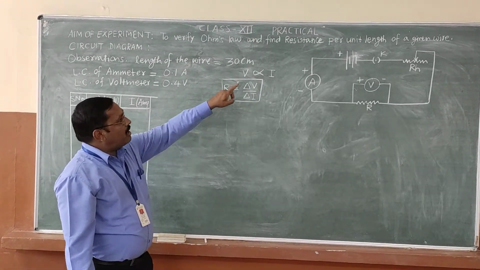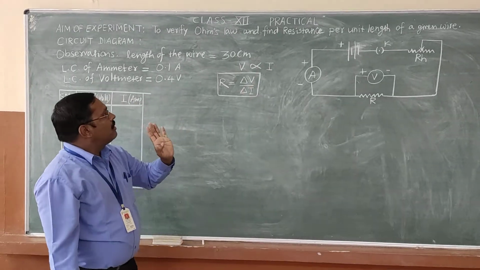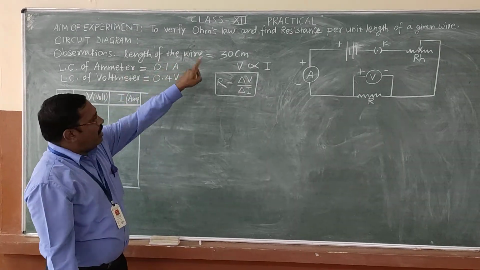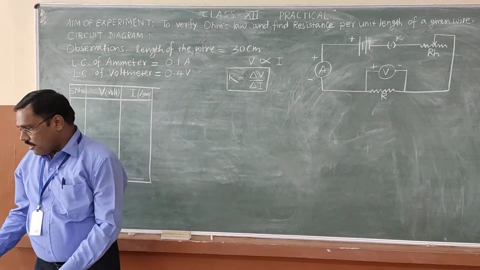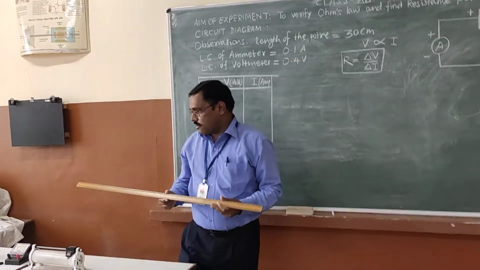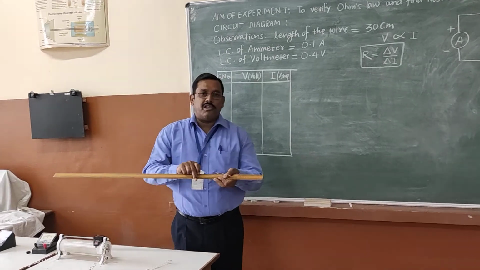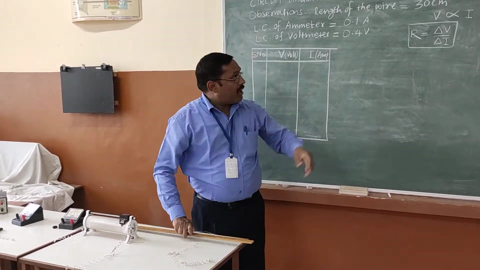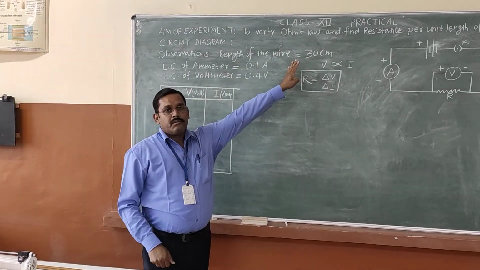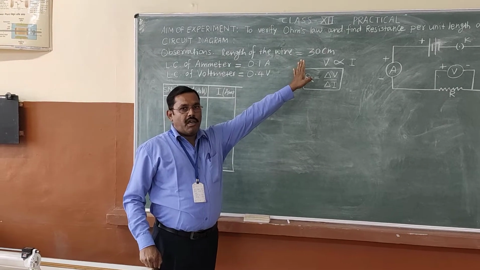So we have to verify this, and from the graph we will calculate resistance, and after that resistance per unit length. The length of this resistance wire, as we have measured with a simple scale after straightening the wire, is 30 centimeter. You have to note down the length of the wire.